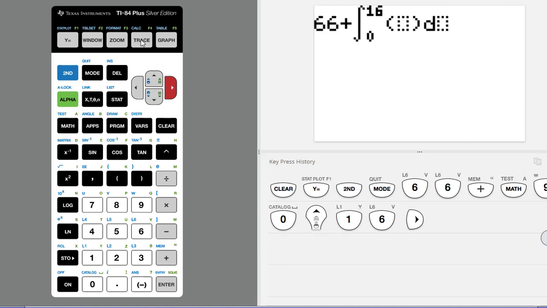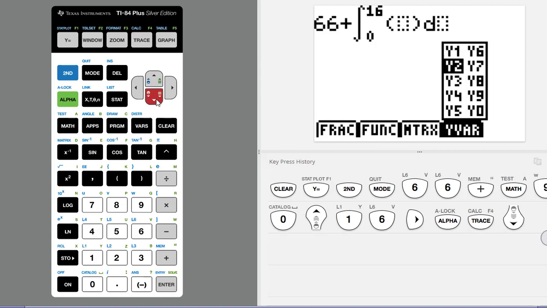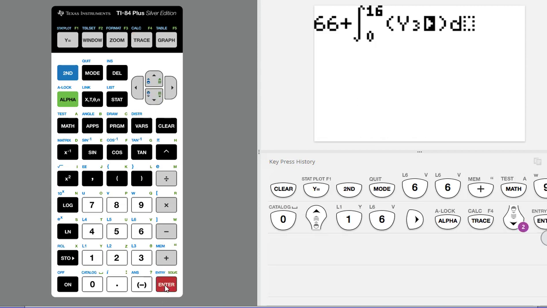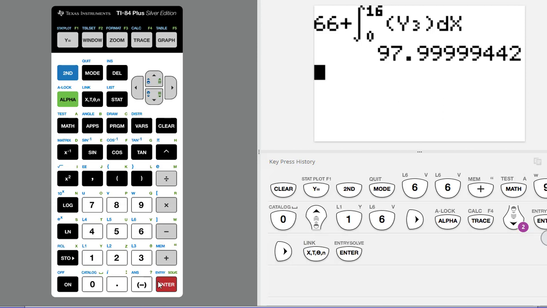And then we're going to go to alpha, trace. This is my third function, y3, and dx. We'll hit enter, and it gives us 97.999. The calculator is probably having some round-off error since we did this by hand and we were able to get an exact value. So if you use the calculator and you get something like this, definitely do approximately. But if you did it by hand, then we can see that it was exactly 98 feet per second.